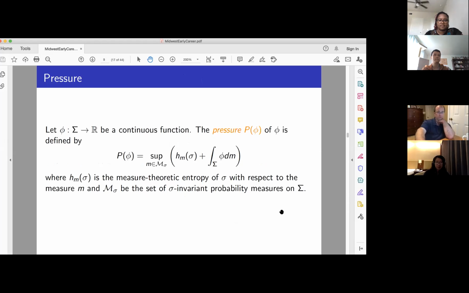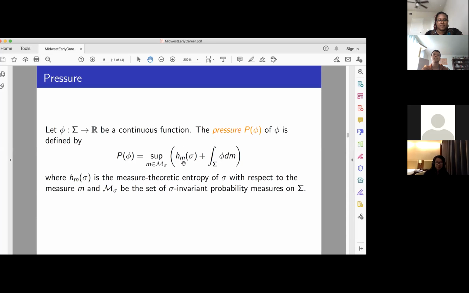So now we consider a continuous function, phi, from the subshift of finite type to the real numbers. And we saw the definition of pressure. So for such a function, we can define the pressure, and Mark gave a different definition, which is equivalent, in the morning. So now we can define the pressure as the supremum of the things in the bracket.